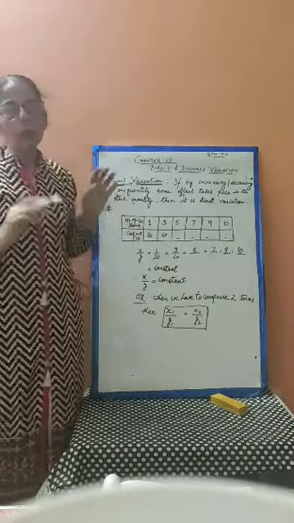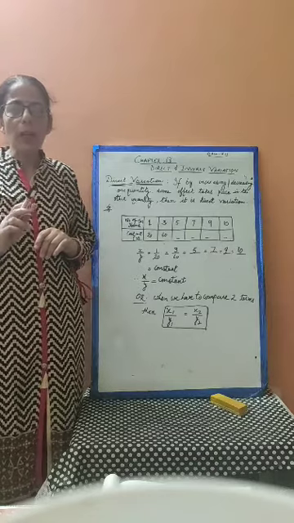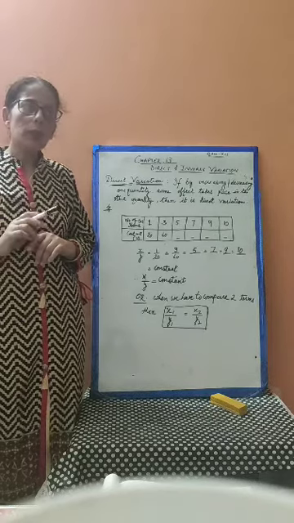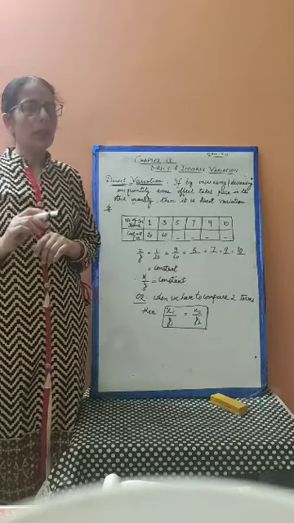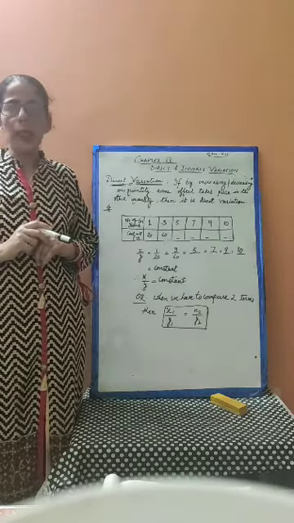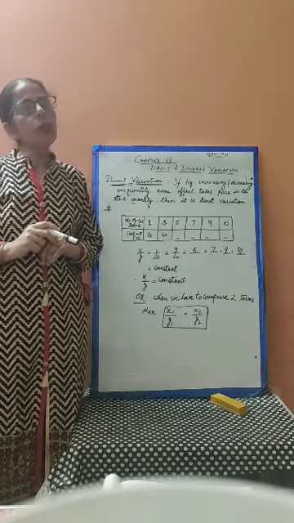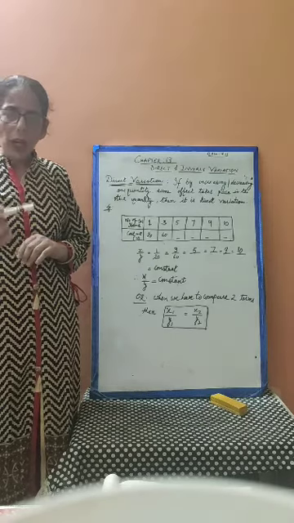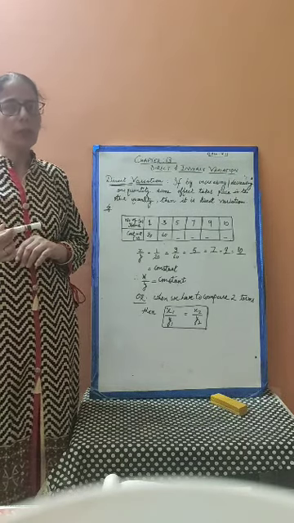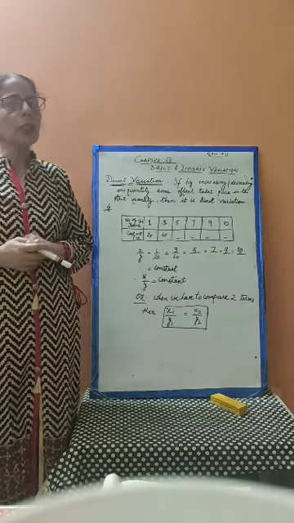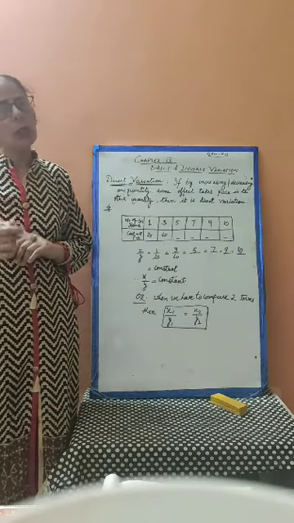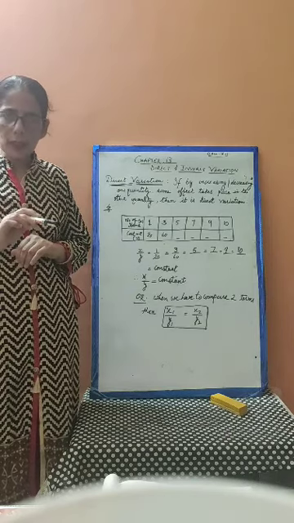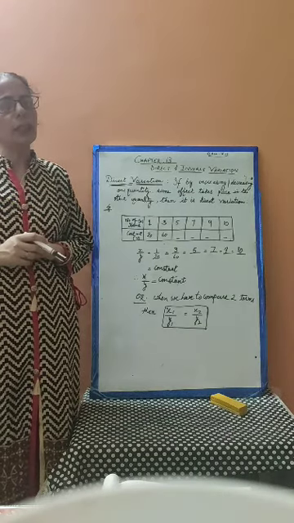What is the meaning of the word direct variation? If by increasing or decreasing one quantity, the other quantity has the same effect, then it is called direct variation. Let me make it clear with an example. If we know the cost of 2 items is rupees 40, and I have to find the cost of 4 items, I am increasing the number of items, so the cost will also increase. It means by increasing one quantity, the other is increasing.